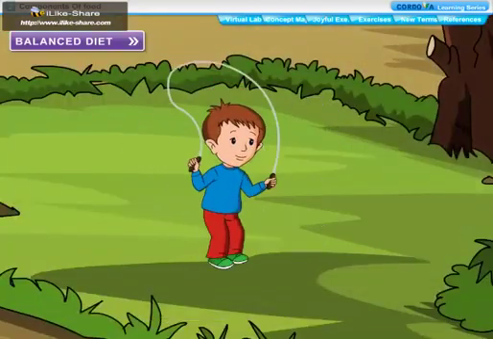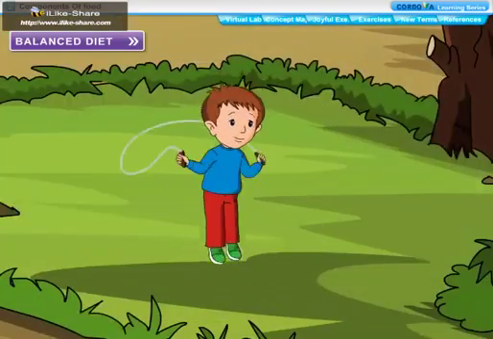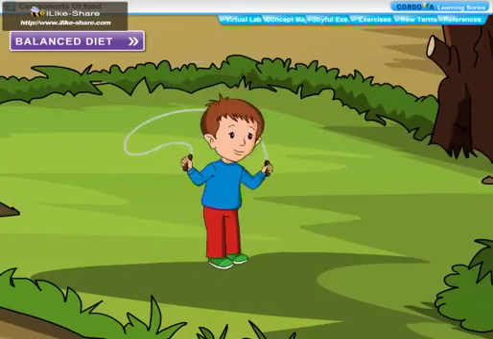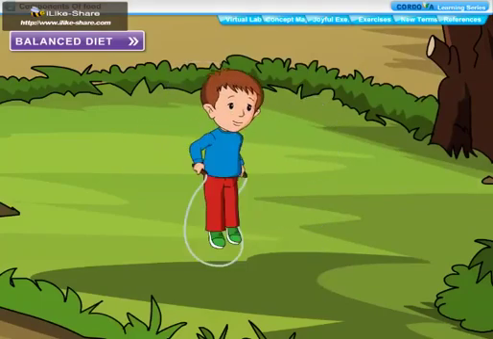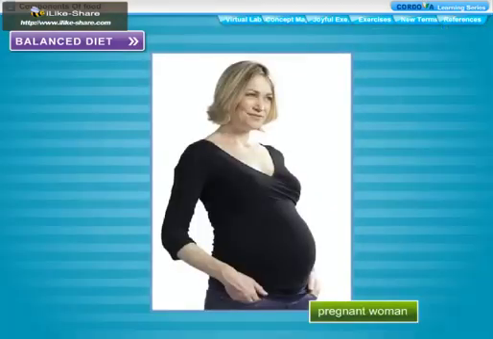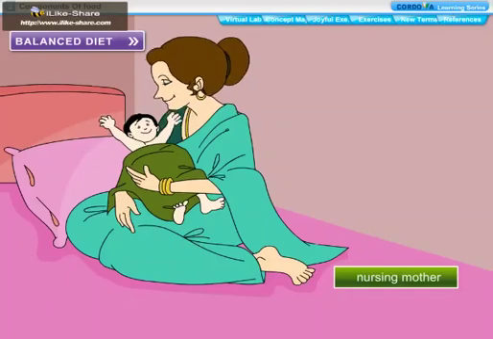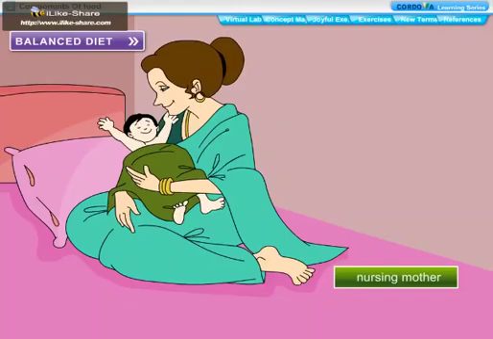A growing child needs more proteins than a grown-up man. A child needs more proteins to develop body tissues needed for growth. A pregnant woman needs more proteins in her diet for building the body of the developing baby. A nursing mother who breastfeeds her baby needs more proteins, calcium and vitamins to produce milk for her body.